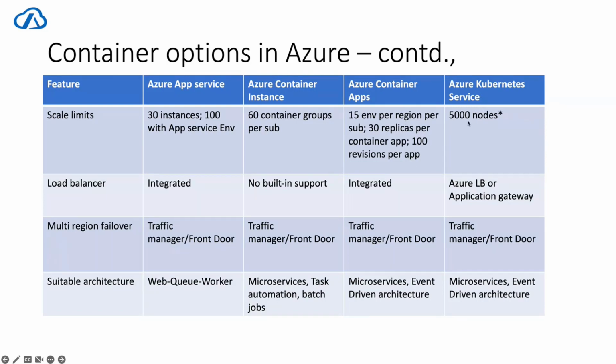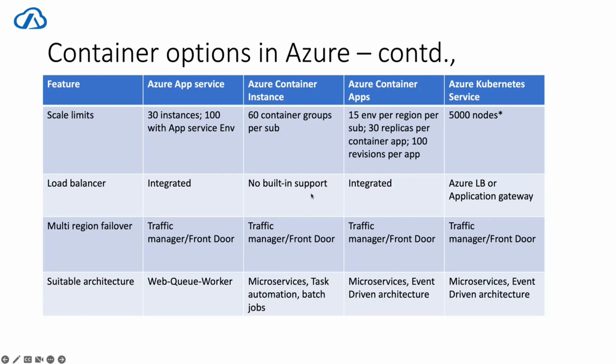And here Kubernetes is more of 5,000 nodes is what you can go. This is again on a star I've put. I think I missed mentioning that condition here. It depends on a specific setup. We have to work with Microsoft and then get that particular thing scaled up for us. And load balancers, this has an integrated load balancer. If you know in the app service, the moment you deploy an application, it creates whatever your application name dot azurewebsites.net, right? So it's integrated there.